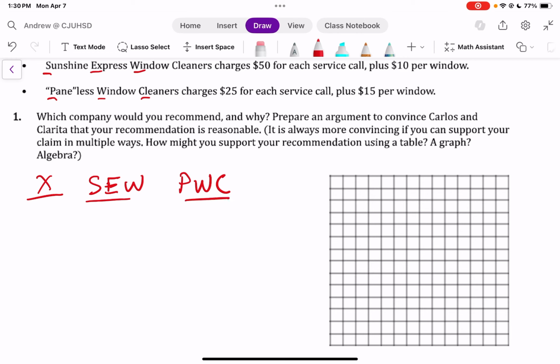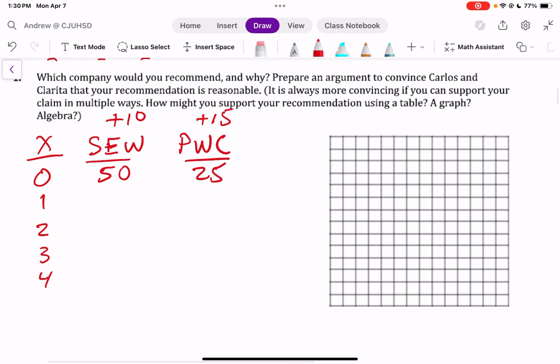And we know Painless and Sunshine, they both charge you some money just to show up for 0 windows, 50 and 25. Now, Sunshine Express goes up by $10 every window, while Painless goes up by $15 every window. So if we start numbering this, we're really looking for the place where both have the same value or same cost. So the first column of SEW is going to go to 60, 70, 80, 90, etc. This is an arithmetic sequence.